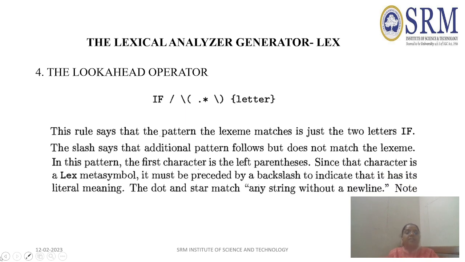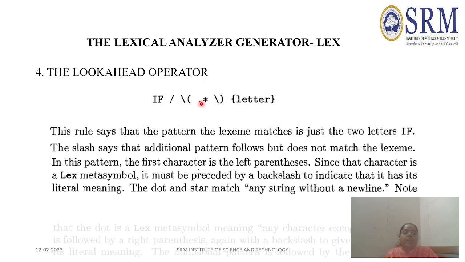And in this pattern, the first character is the left parenthesis. Yes, of course, it is a left parenthesis. Since that character is a lex meta symbol, this symbol is called a lex meta symbol, it must be preceded with a backslash. This is an important symbol in this statement. Yes, of course I have put it. And there is a thing followed, that is dot and star. So dot and star match any string without a new line. So in between this, that is after the open parenthesis, you can have any string without a new line.